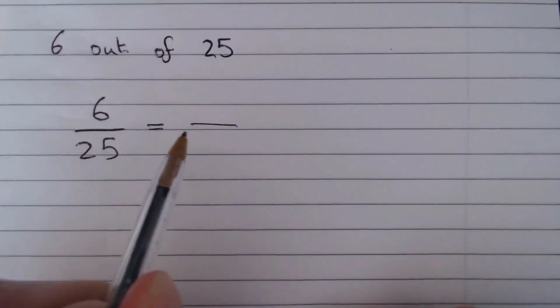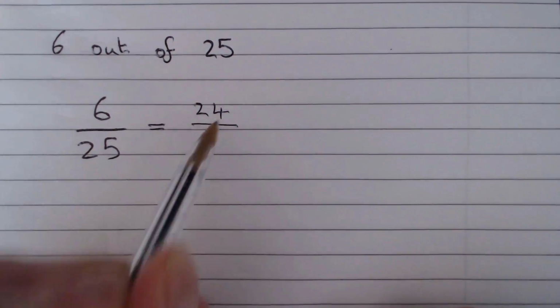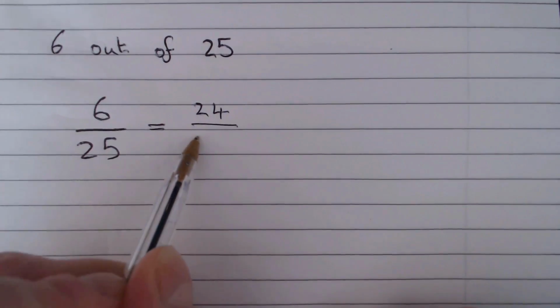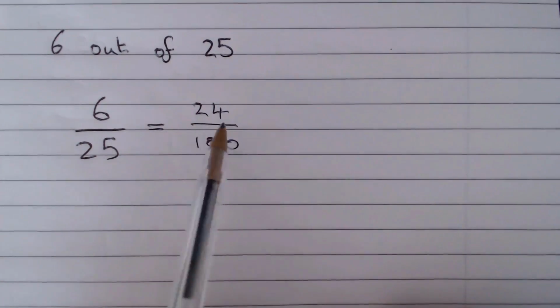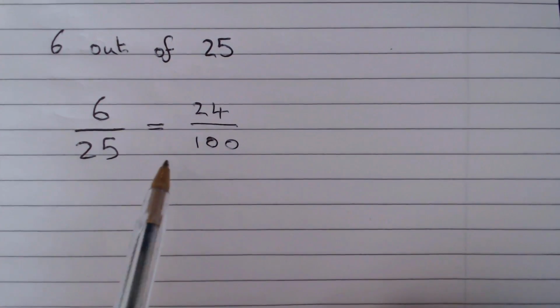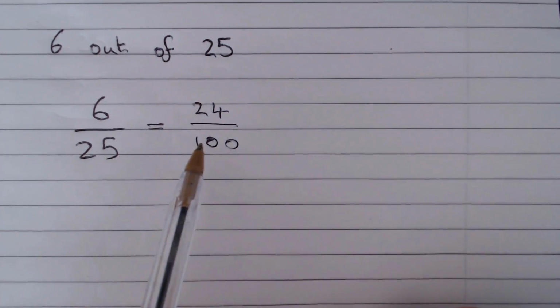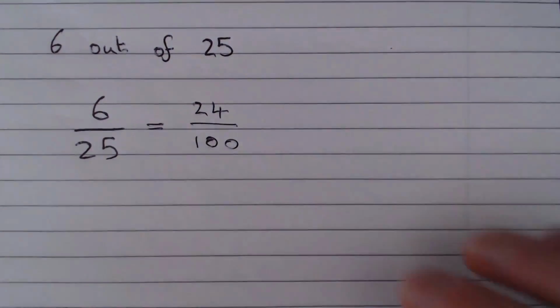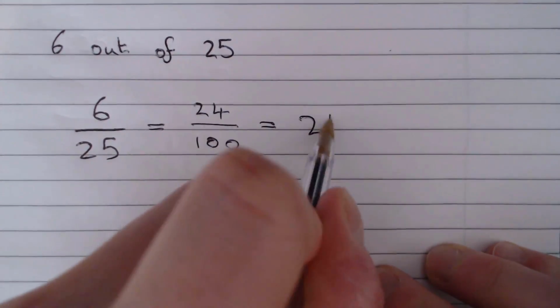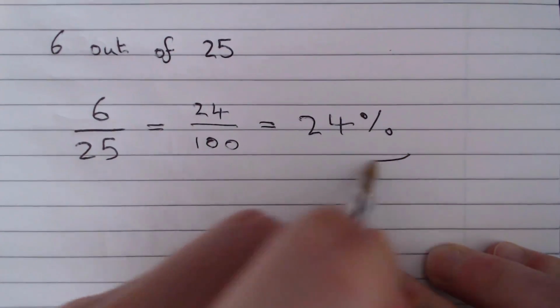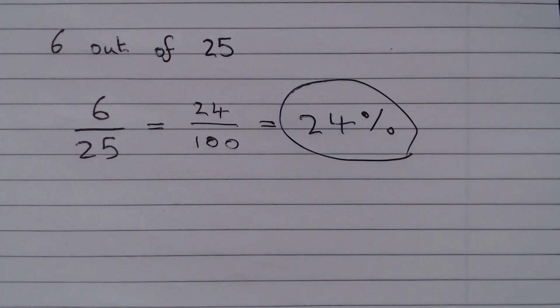So we get 6 times 4 gives us 24, and we get 25 times 4 gives us 100. So now the fraction hasn't changed. We know that 6 out of 25 is the same as 24 out of 100, but 24 out of 100 is obviously 24%. And that is the answer.